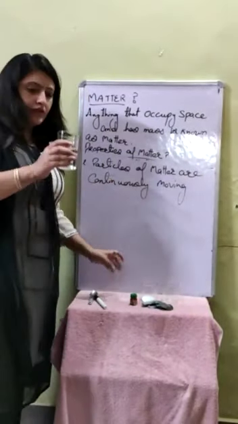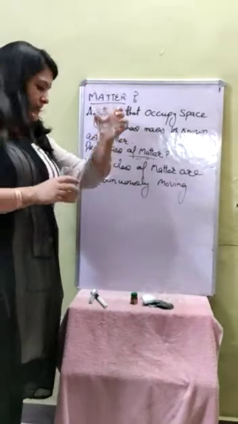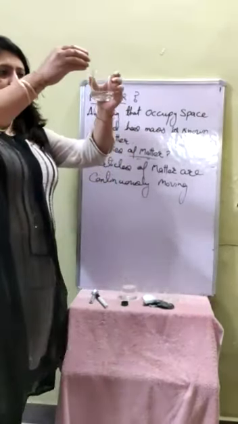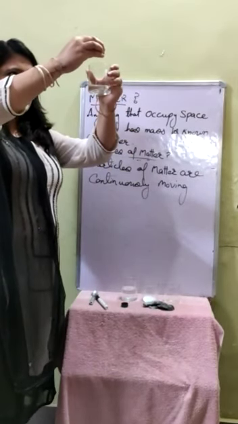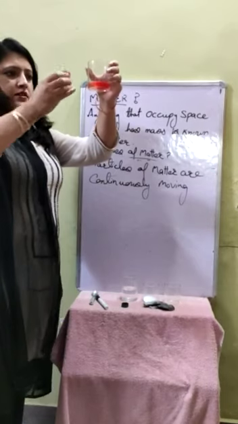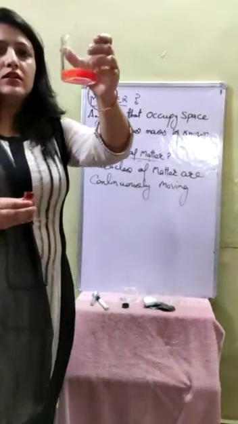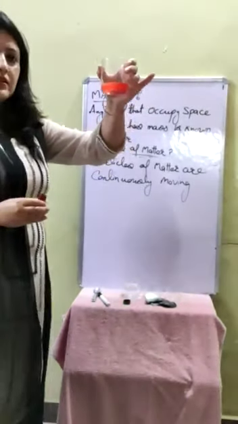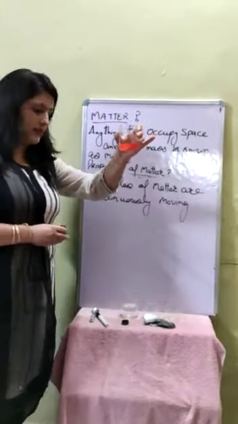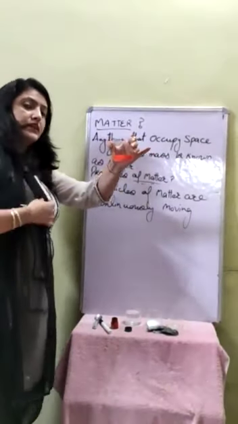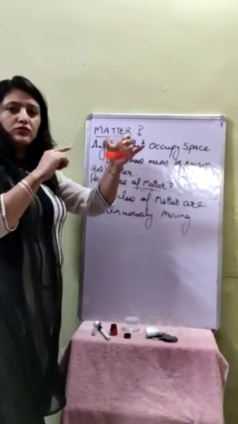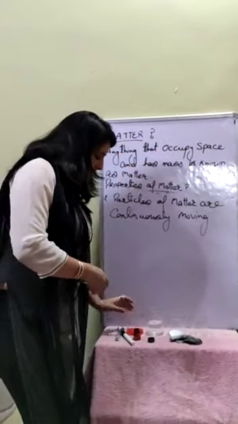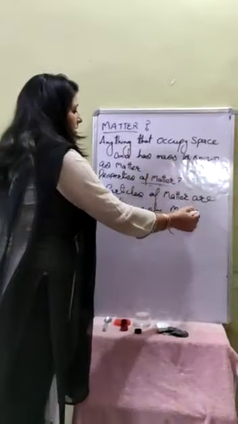Suppose I am taking a little bit of water and I am adding 2 to 3 drops of this ink. See, I am not stirring it yet. But we can see that the color of this water has changed entirely to red. That shows the particles are moving continuously. I have not stirred it, the color changes on its own. That shows the particles are moving continuously, so that the whole water changes to a red color. So we can say that the particles of matter are continuously moving.